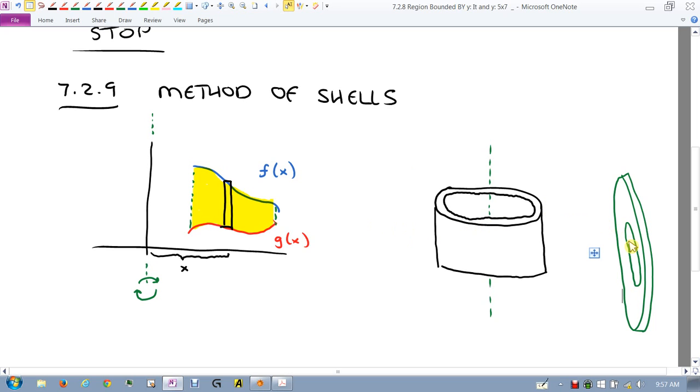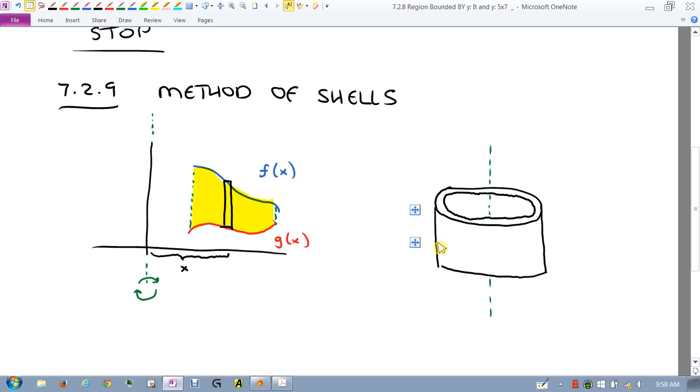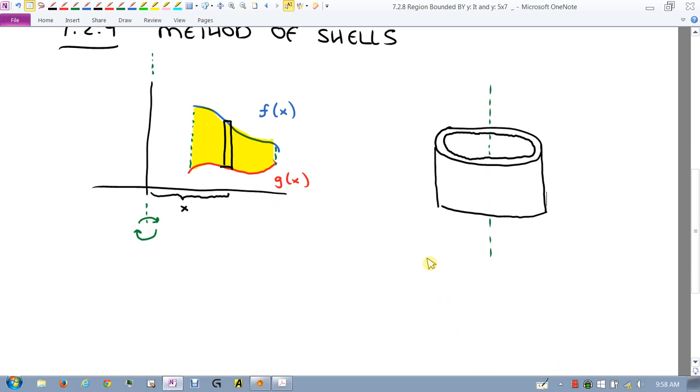Now, we came up with the formula for the volume of this, didn't we? Turned out to be pi times f of x squared minus g of x squared. And we did it using the formula for a cylinder to do it. This one's going to be different. I know it looks like a cylinder, but how do we find its volume? This is where things can get a little weird.